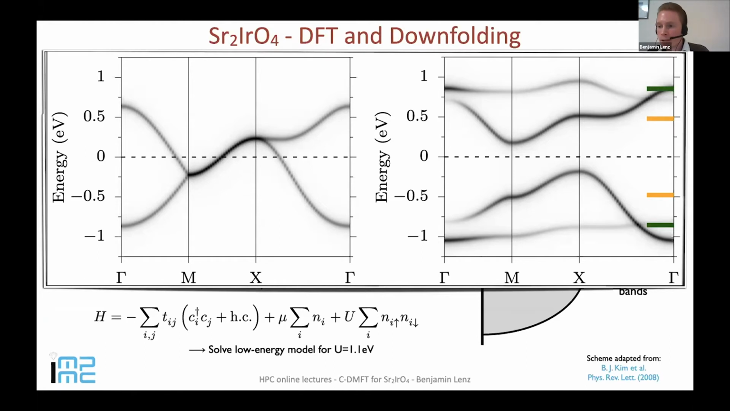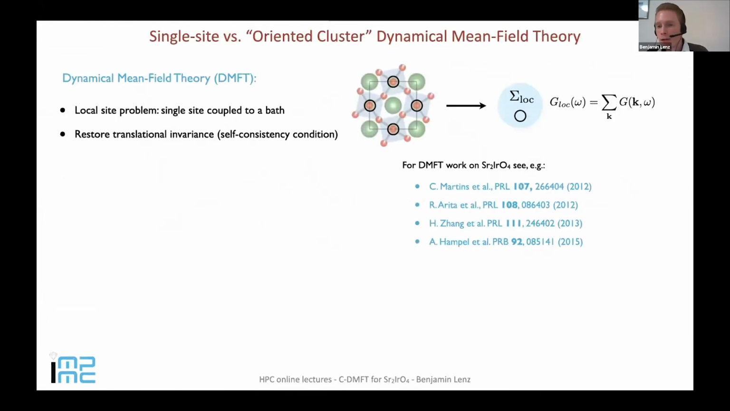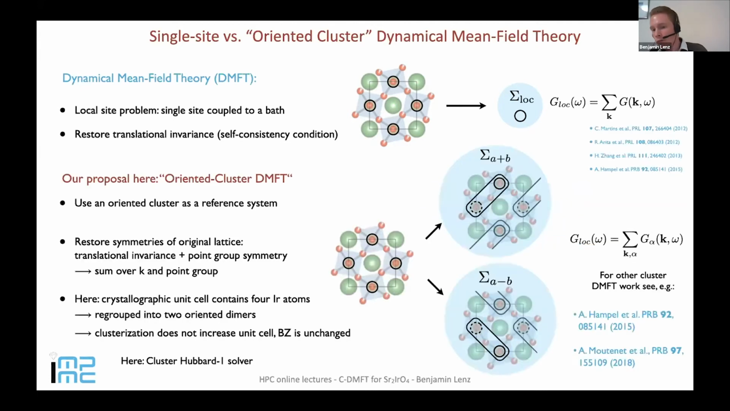With this in mind, I just want to remind you that when going from dynamical mean field theory to cluster approaches, we replace the local site problem, which is sketched here, which amounts to a single site coupled to a bath, by a cluster problem. So for DMFT, we have to restore the translational invariance of the system, which is usually done by a self-consistency condition. However, depending on the cluster you choose, for instance, here I will show results for a two-site cluster, the very minimal cluster you can think of.